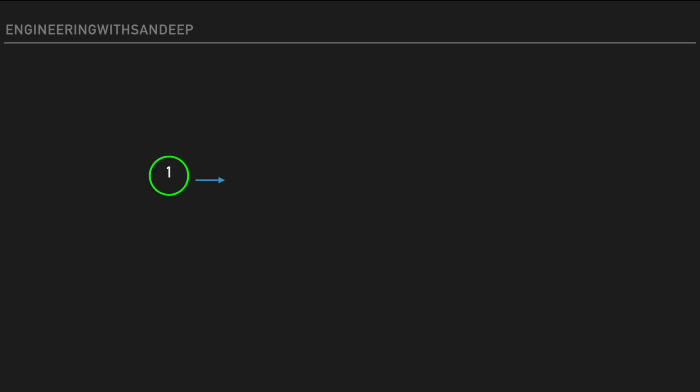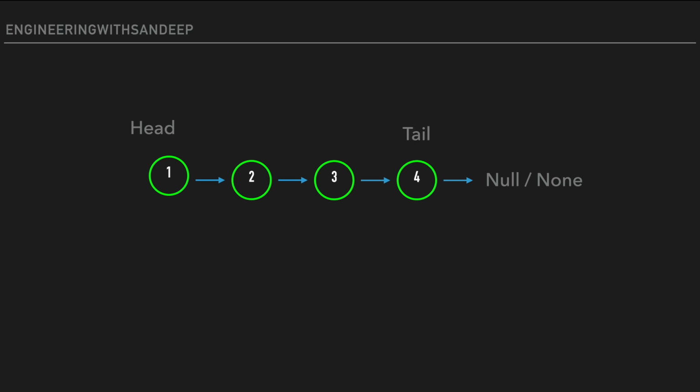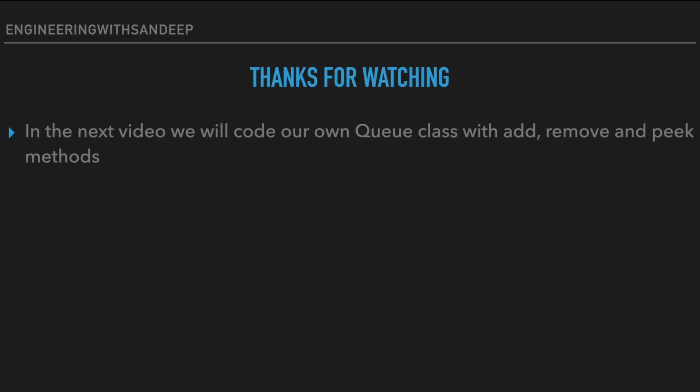And let's say we have 1 2 3 4 and null, and this is the head and that is the tail. When a dequeue is done, the person number 1 will be removed from the queue and the head will be moved to the next element or the next person in the queue, right? Simple, right? Up till now I hope you are clear.